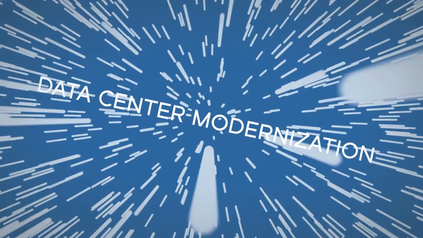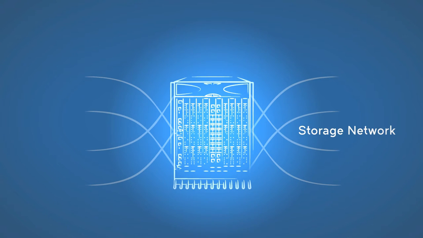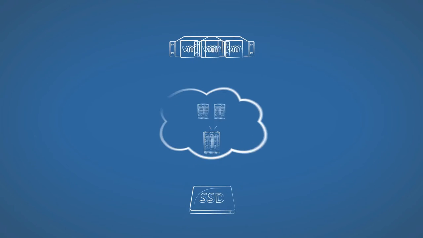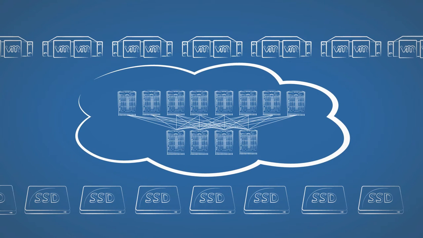To get this performance, you need data center modernization, which starts with a new Connectrix DCX6 Director from Dell EMC. It optimizes your storage network for flash storage and virtualized applications. It's a modular building block designed for scaling out large-scale enterprises.